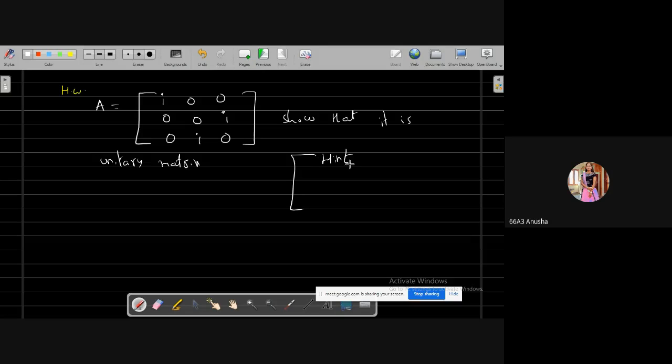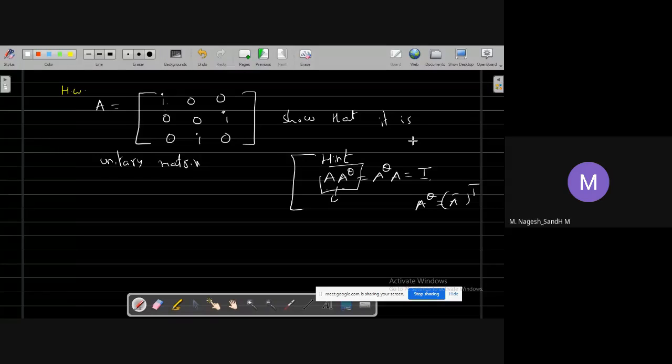A into A power theta equals I, and A power theta into A equals identity. So you have to do A into A power theta. Just do A into A power theta and you will get identity. From that you can say it is a unitary matrix. What is A power theta? A power theta means the conjugate transpose. Just doing this one is enough.